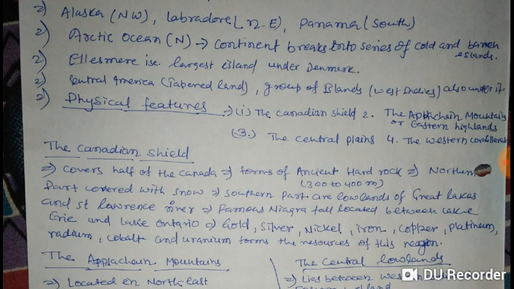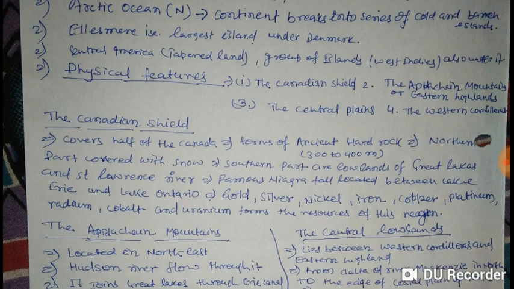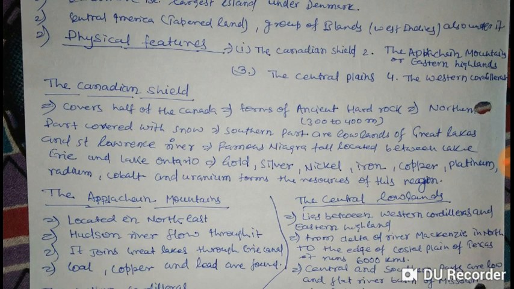Next one is Ellesmere Island, the largest island under Denmark. So Ellesmere Island is the largest island in North America, and this falls in Denmark. Next point is Central America, tempered land. This is a tempered land, means it is a kind of highly indented land. A group of islands is also there, that is West Indies, and this falls under Central America.